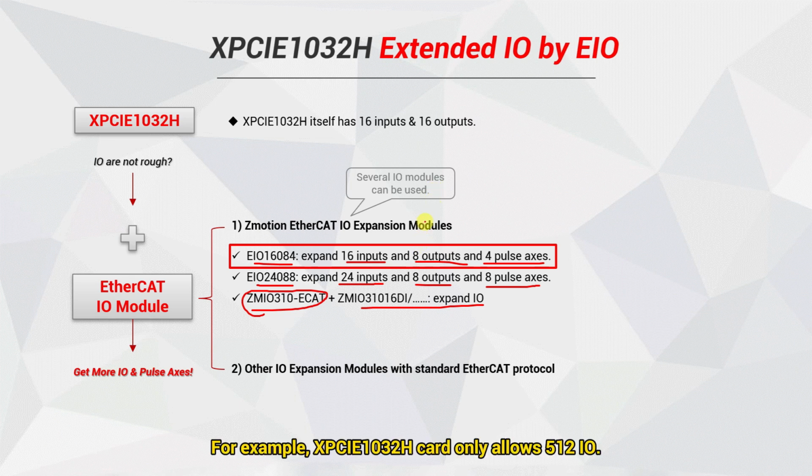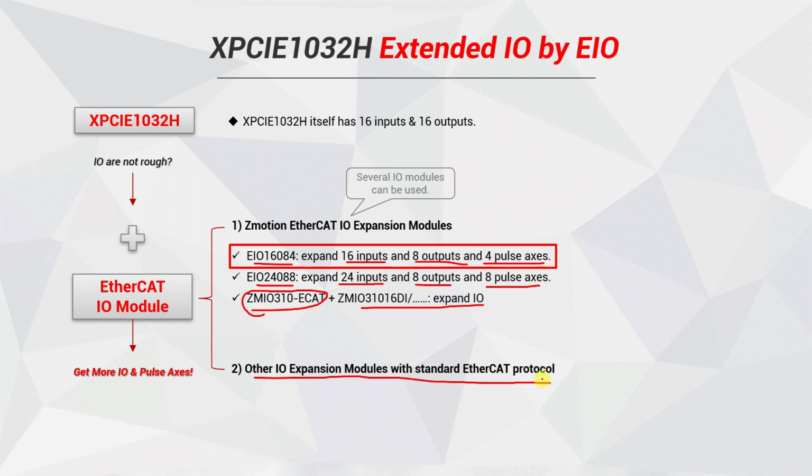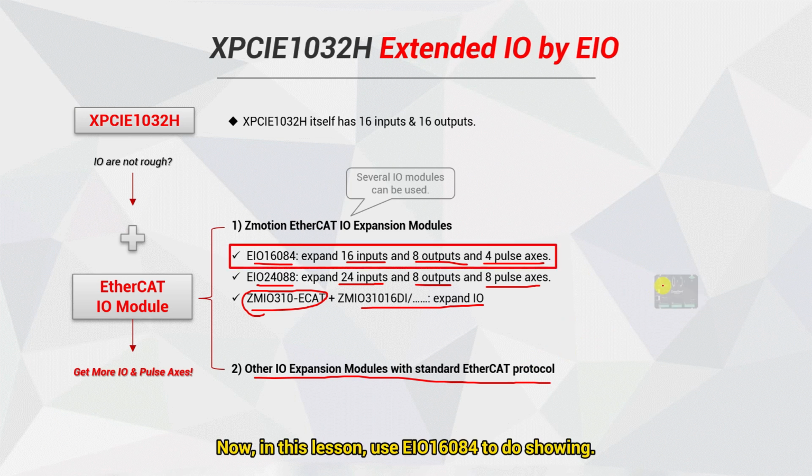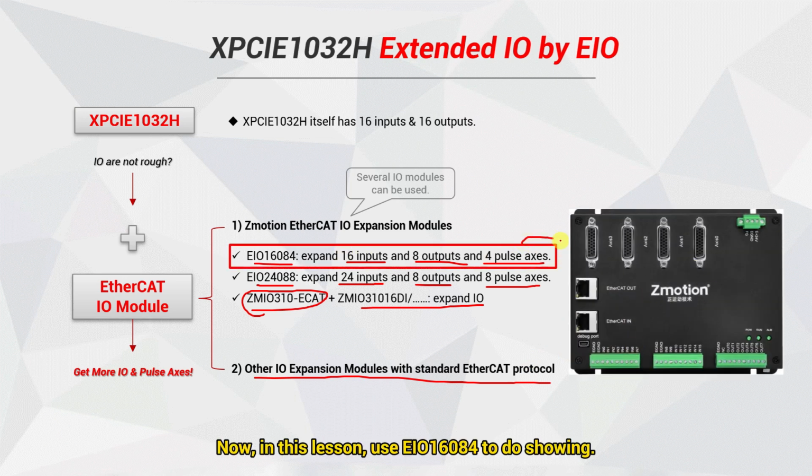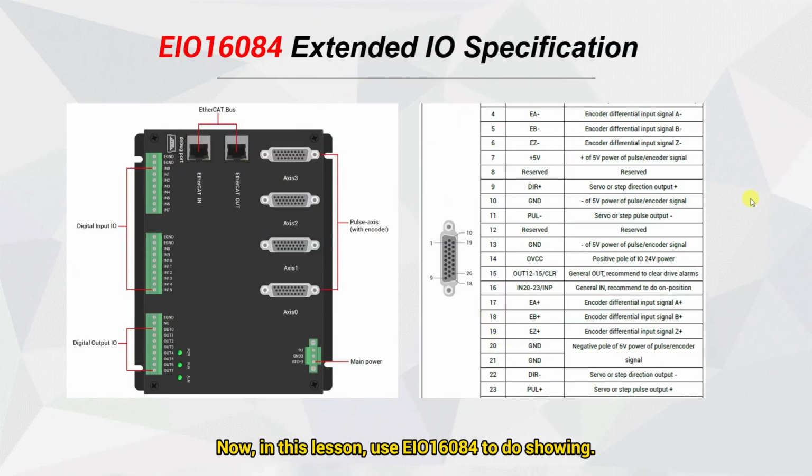For example, XPCIE1032H card only allows 512 I/O. Accepts Zmotion modules, if you have other EtherCAT modules. Still valid to obtain required resources. Now, in this lesson, use EIO16084 to do showing.